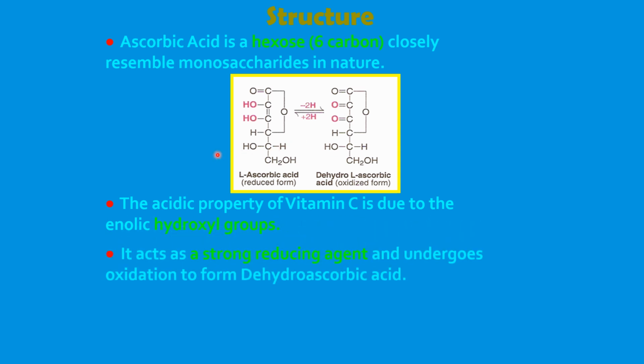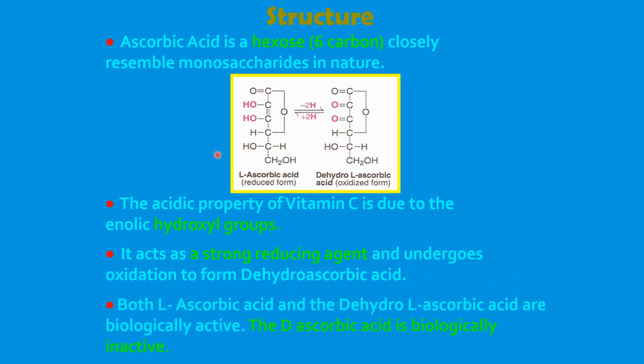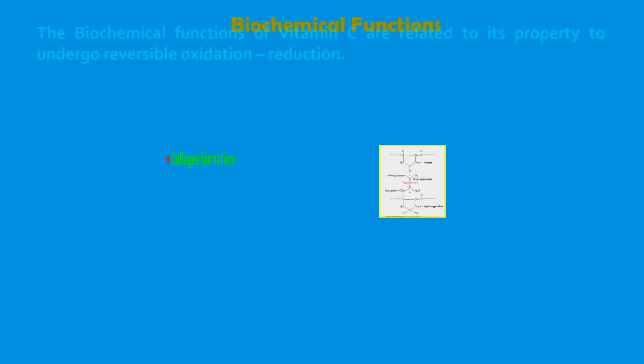So this acidic property is because of the hydroxyl groups, which we have seen can donate or accept hydrogen ions and electrons. And so that's why it acts as a strong reducing agent. And as we said, it can move through oxidized and reduced forms. So both forms are biologically active. Both the ascorbic acid and the dihydroascorbic acid are biologically active.